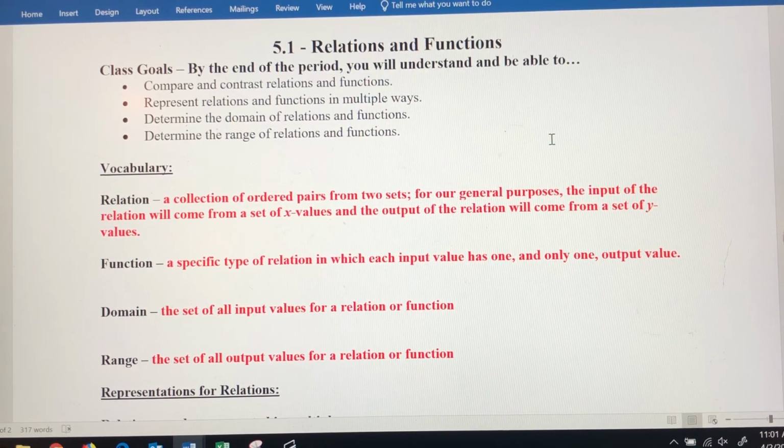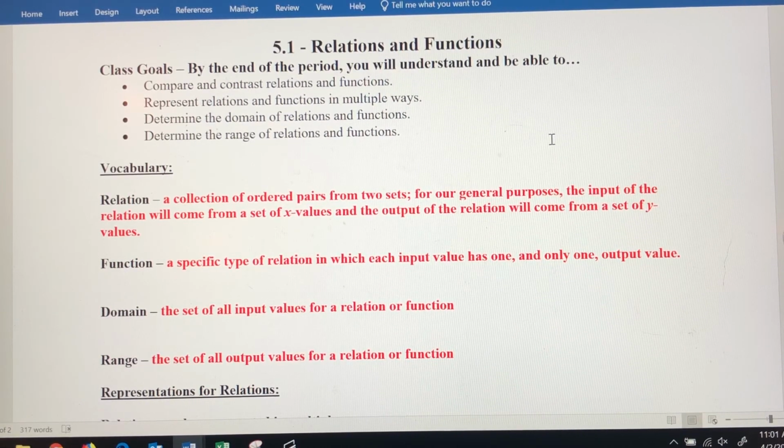So first things first, we got some vocabulary here. What is a relation? A relation is a collection of ordered pairs from two sets. In Algebra 1, generally we're going to say that the first set is going to be our x values, that's going to be the input, and the output of that relation will be the set of y values. A function is a specific type of relation in which each input has one and only one output.